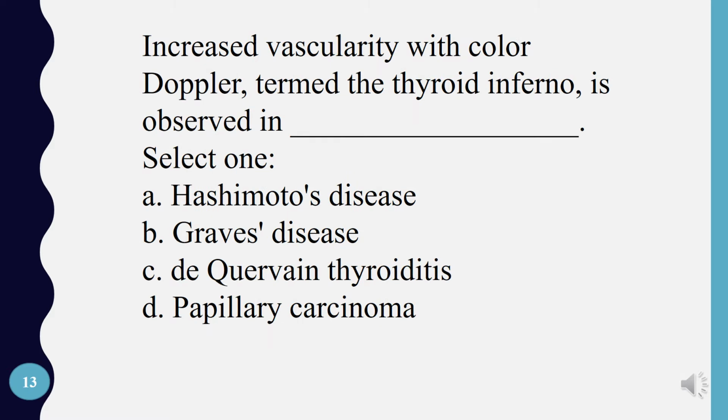Increased vascularity with color Doppler, termed the thyroid inferno, is observed in A. Hashimoto's disease. B. Graves' disease. C. De Quervain thyroiditis. D. Papillary carcinoma. The answer is B. Graves' disease.